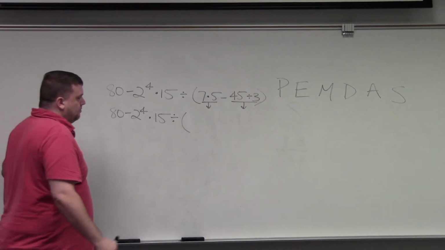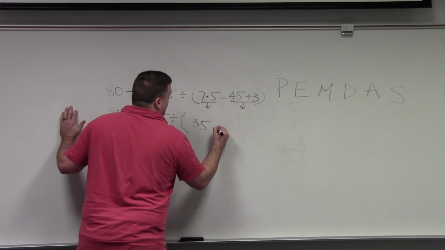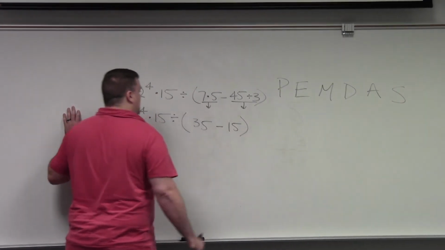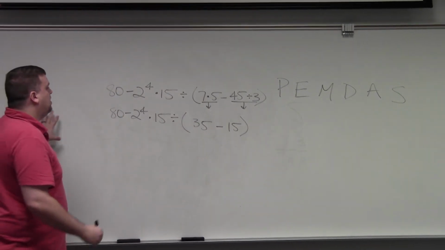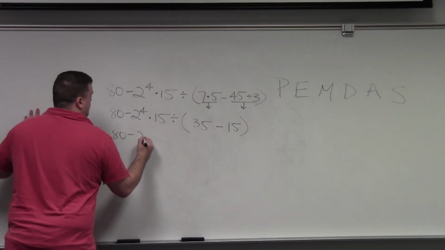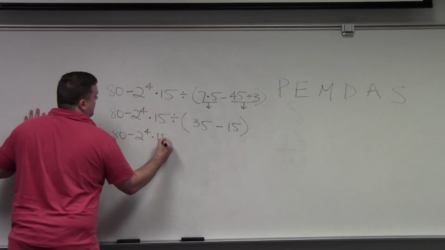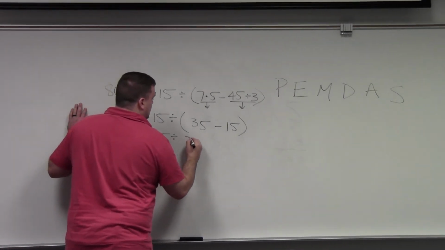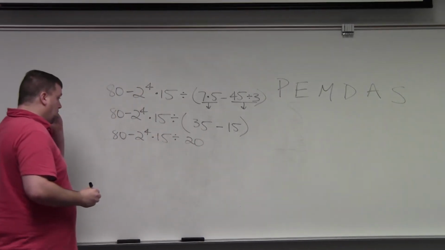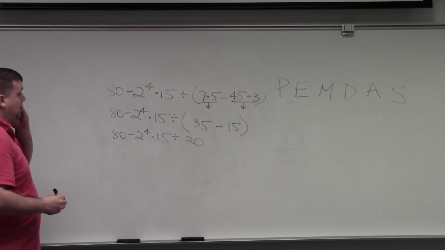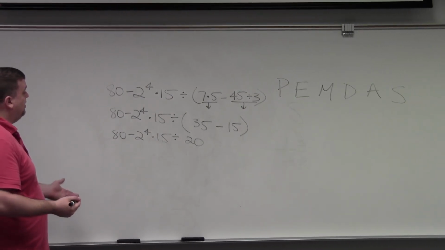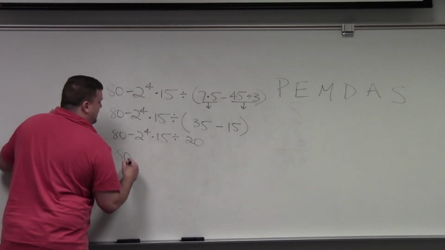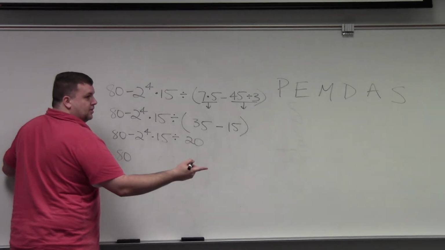So what's 7 times 5? 35. Minus 45 divided by 3 is 15. We still have parentheses. There's still one more operation to do there. So I'm going to copy down everything else as it is. And then 35 minus 15 is 20. Correct. All right, so now I have 80 minus 2 to the 4th times 15 divided by 20. Next thing I have to take care of, 2 to the 4th. And 2 to the 4th power means 2 times 2 times 2 times 2, which is 16.